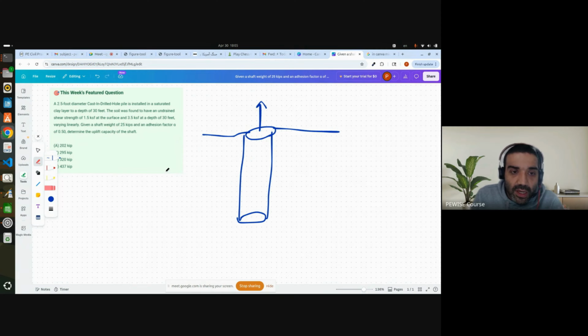What you need to remember for your exam is how to come up with alpha. There are tables or charts in your reference manual, FHWA, that give you alpha. This question already gives us alpha, so we don't need to deal with those charts. But in general, that's a good point to focus on when you're studying.